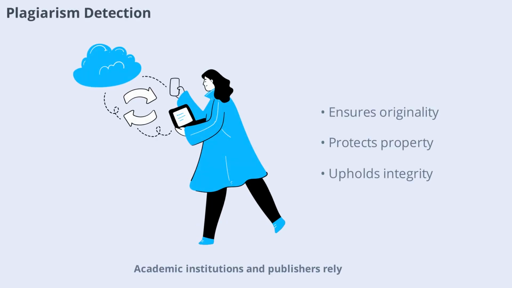Academic institutions and publishers rely on language models to detect plagiarism. These systems compare submitted texts against vast databases to identify copied or paraphrased content. By ensuring originality, plagiarism detection tools uphold academic integrity and protect intellectual property. This application is crucial in education, journalism, and research.